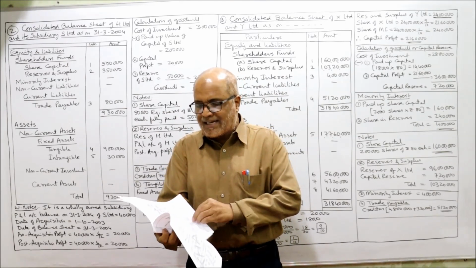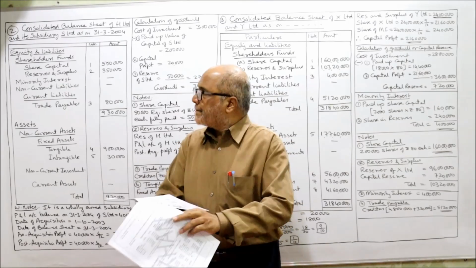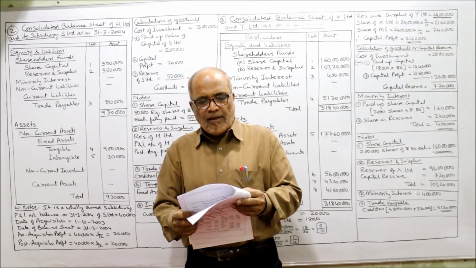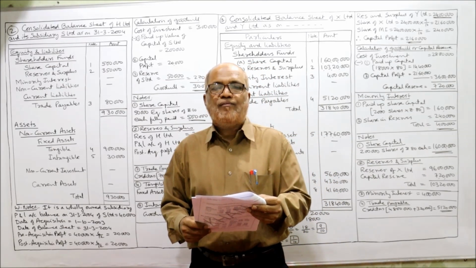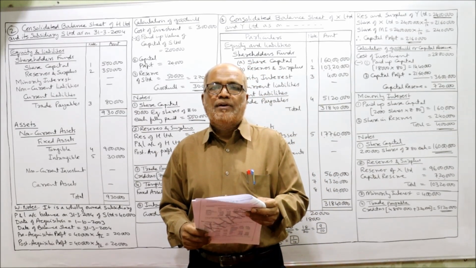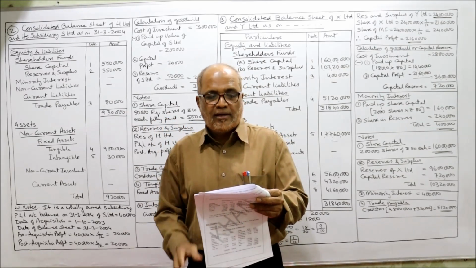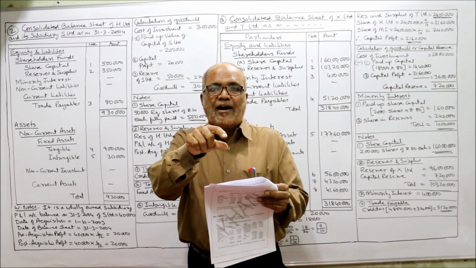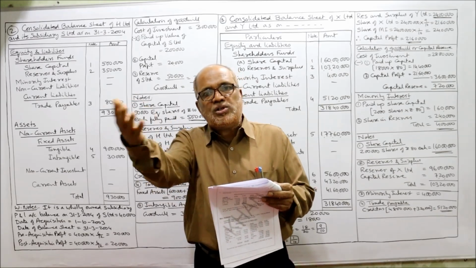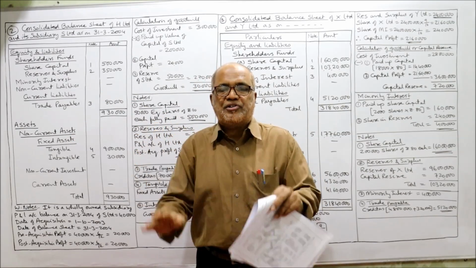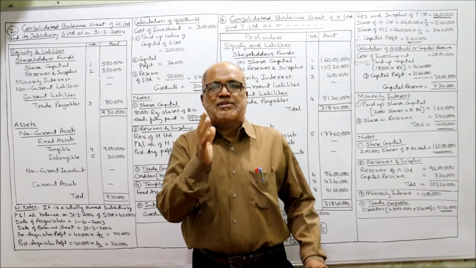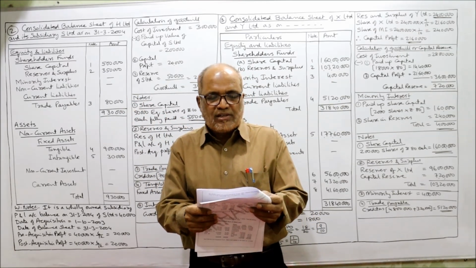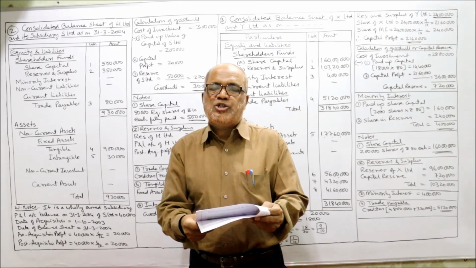Now I am reading out the second problem. See carefully. Problem number 2. H Limited acquires all shares of S Limited on 1st October 2003. See here, H Limited acquires all the shares of S Limited, meaning no minority interest. The subsidiary company is called a wholly owned subsidiary. From the balance sheets given below, prepare the consolidated balance sheet.